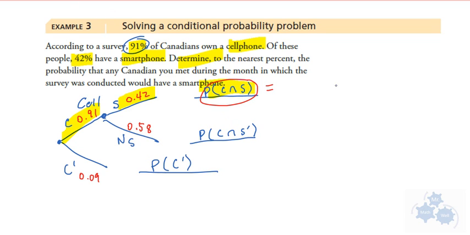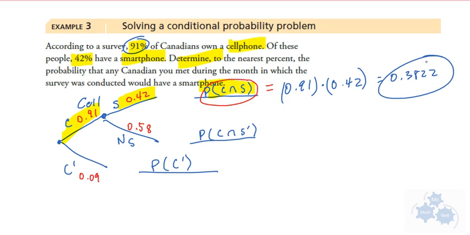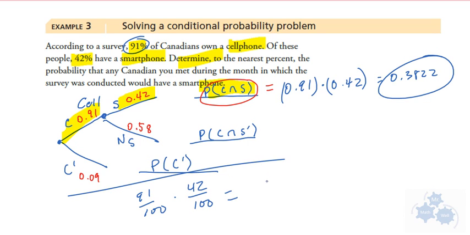We multiply those to get that right there. And I think you guys have all done this before. But anyway, so you go 0.91 times 0.42. Multiply those together. And you get your answer of 38.2%, so about 0.3822. Okay? So, yes, we could have done the other method as well, which would be 91 out of 100 for the person having a cell phone times 42 out of 100 for the person having a smartphone of those people, and that's the same thing, right? But I wanted to show you how the tree diagram works.